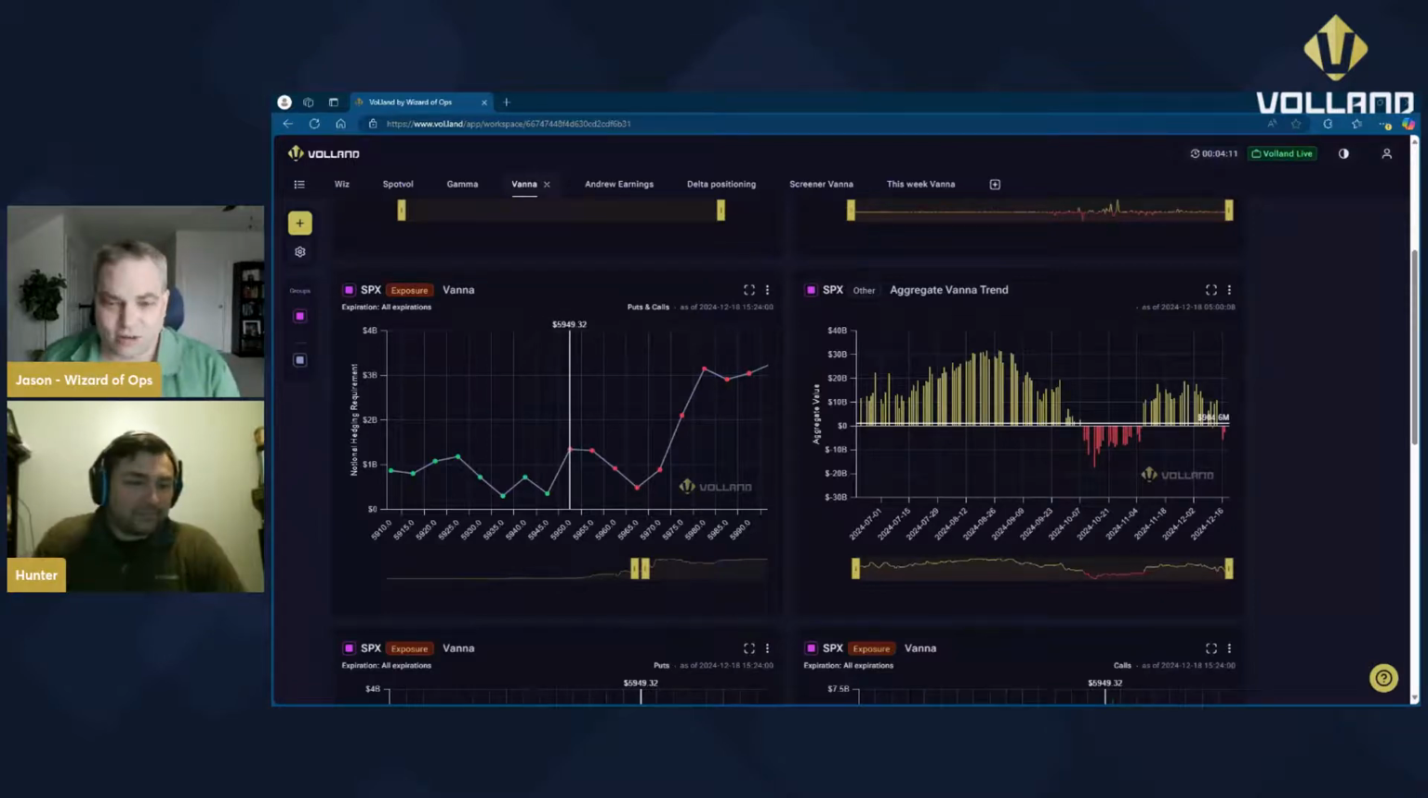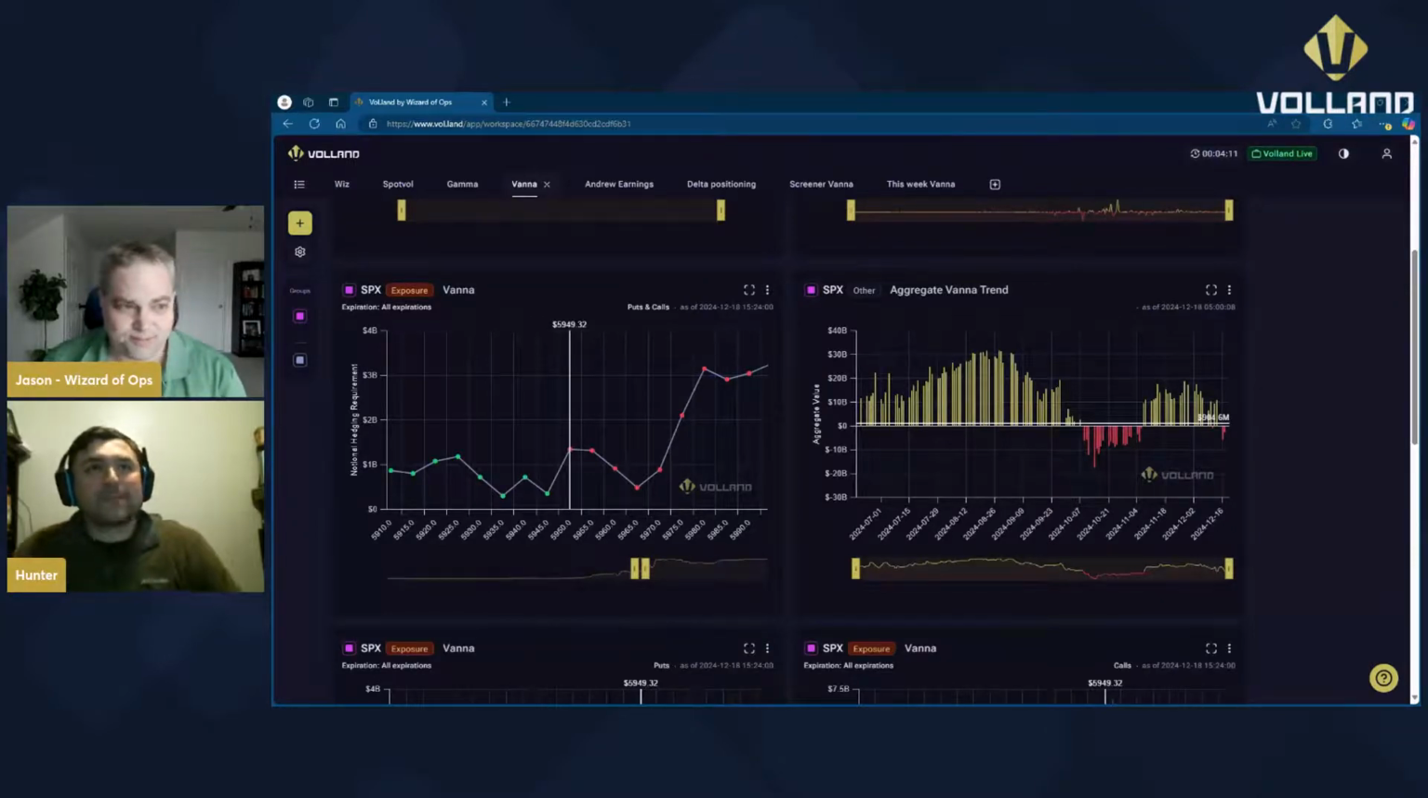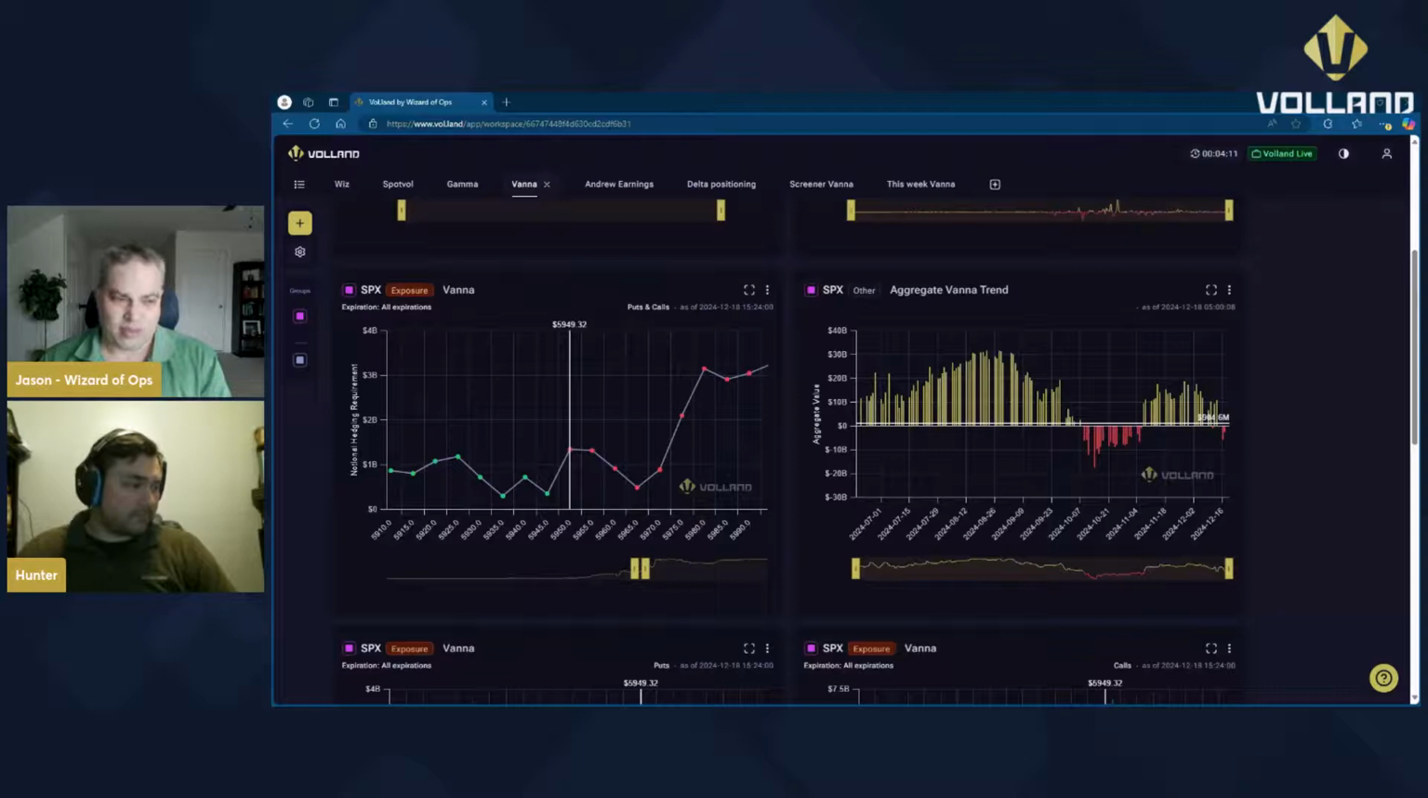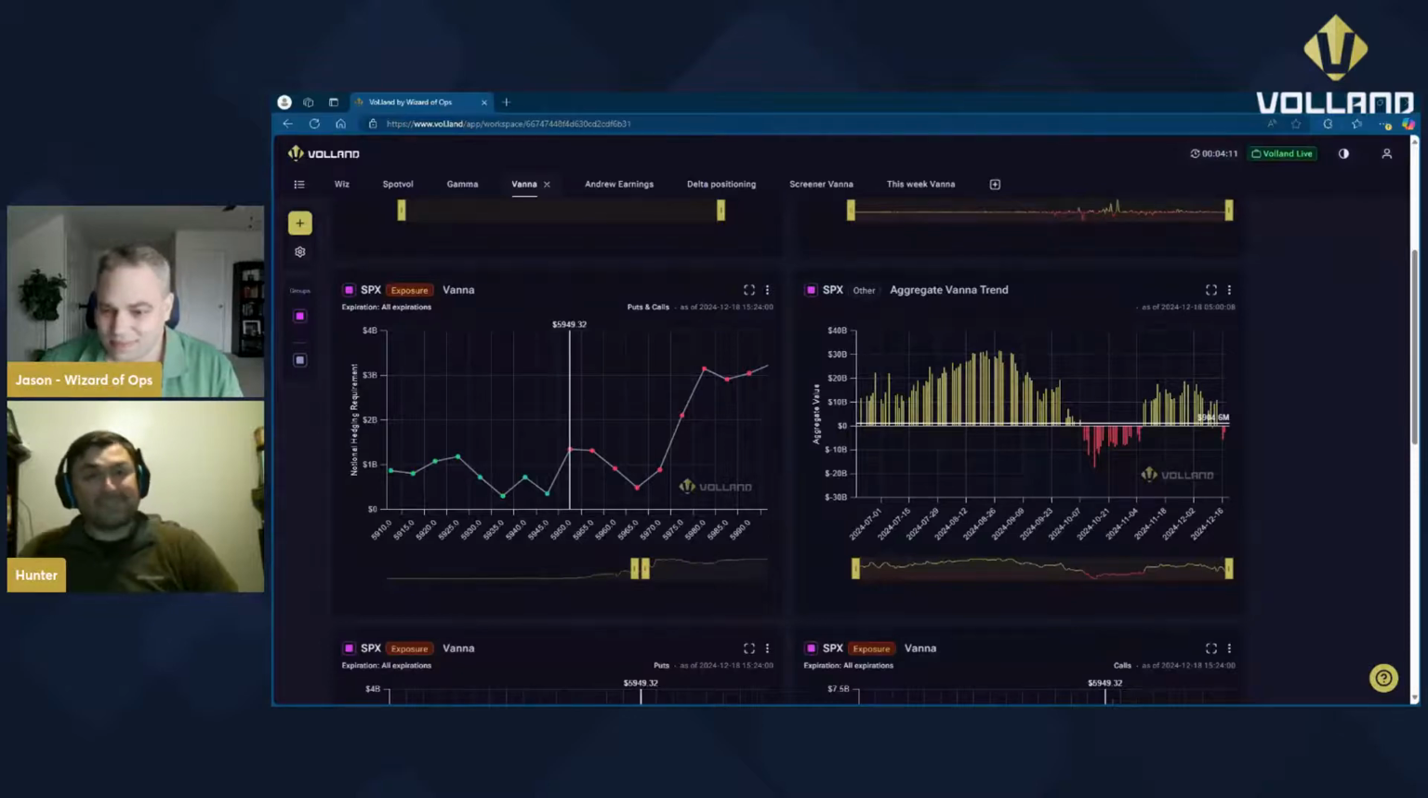Really, as we were showing in the 3D chart, there was no support. The next place of any sort of support, big support, would be like 5,500. But now that's not even showing up on any chart, other than delta.